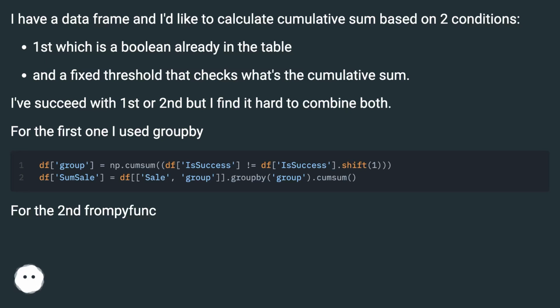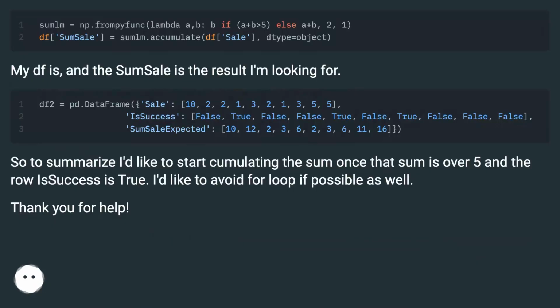For the first one I used groupby. For the second, a function. My df is, and the sum sale is the result I'm looking for.